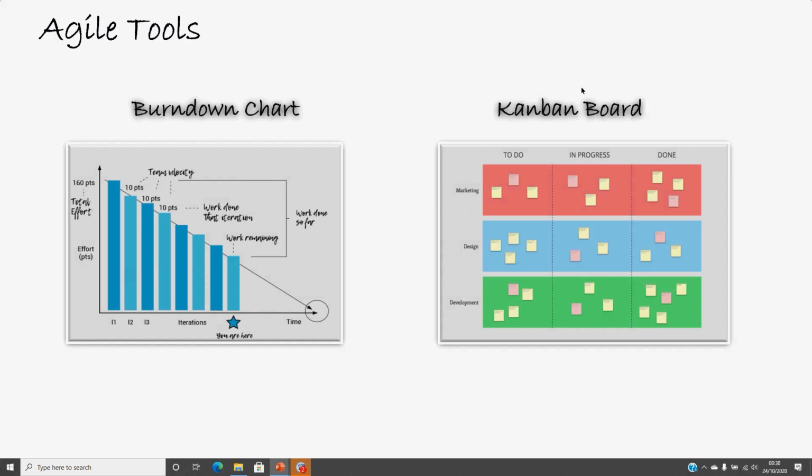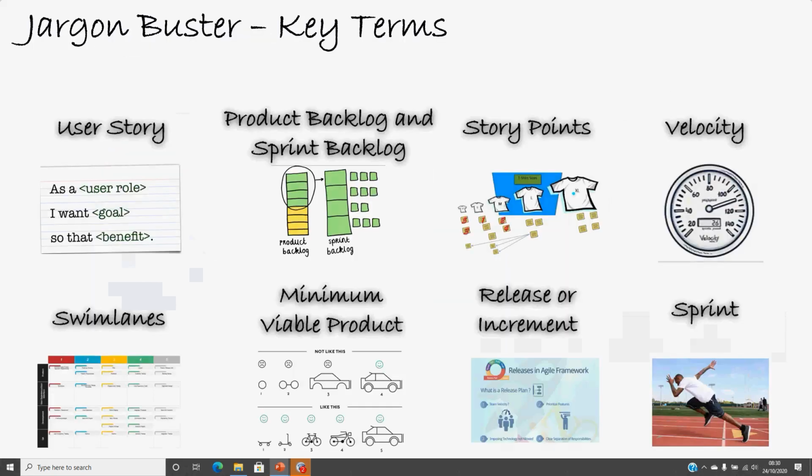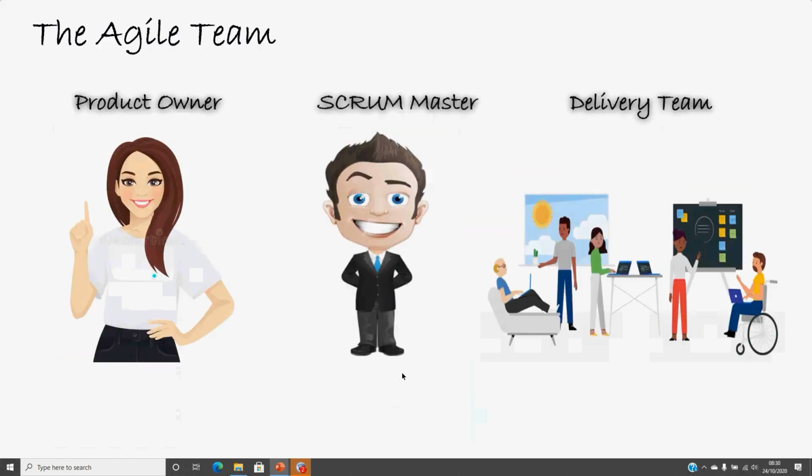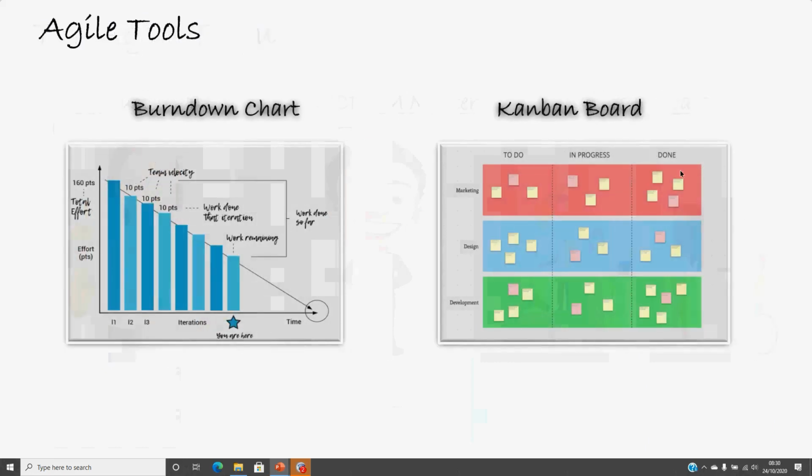Now Kanban board. So Kanban board, just go back to the swim lanes, which I showed you over here. So in the Kanban board, you can see some columns.